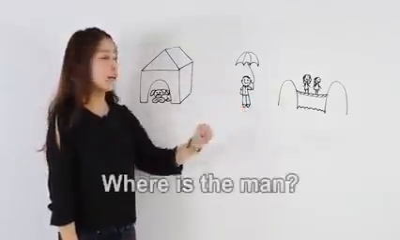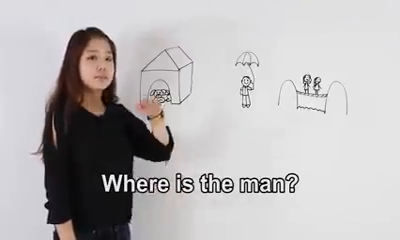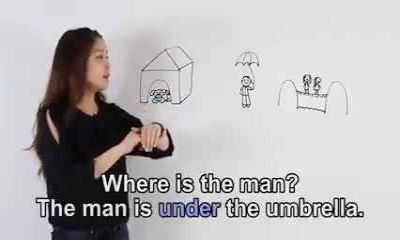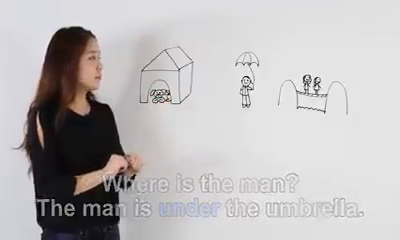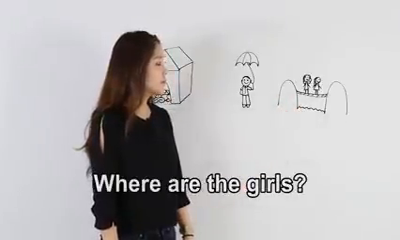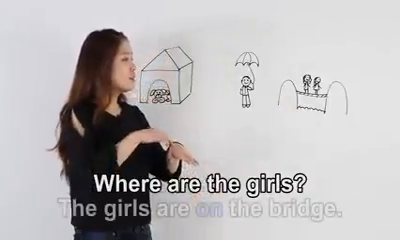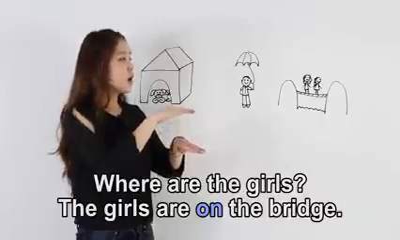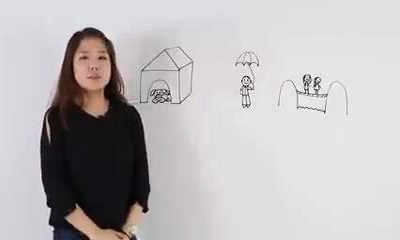Where is the man? The man is under the umbrella. And last, where are the girls? The girls are on the bridge. Okay, let's look at some more examples.